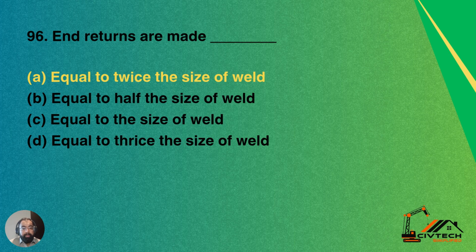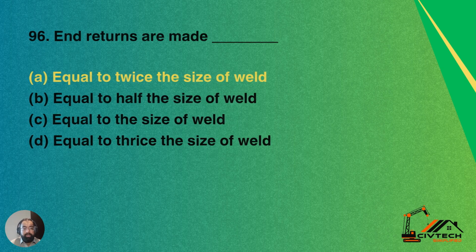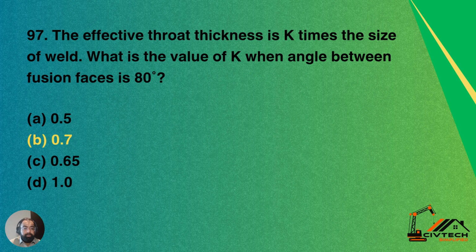Question 96. End returns are made. Option A, equal to twice the size of weld. Option B, equal to half the size of weld. Option C, equal to the size of the weld. Option D, equal to thrice the size of the weld. So end returns are made equal to twice the size of the weld. A is the correct answer.